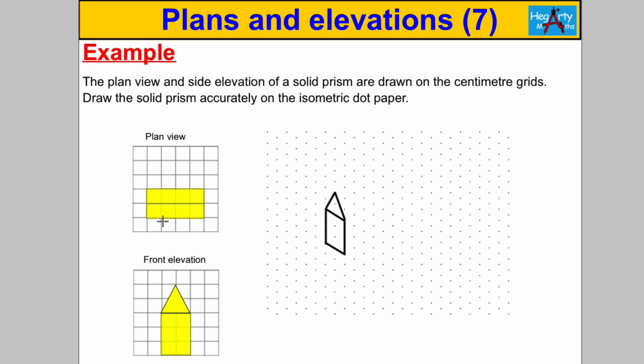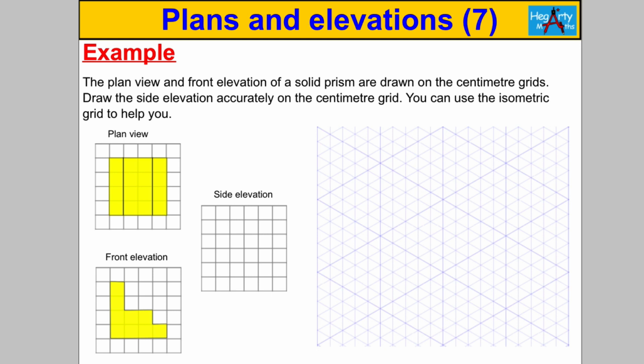Okay, and the plan view, well, I know this thing is 2 wide, so that's where that 2 is coming from. So the plan view tells me it's going 4 back. So I'm going to go 1, 2, 3, 4, like this. And that would be the front view there. And neatening it up, it would look something like that. Next one, pause and have a go.